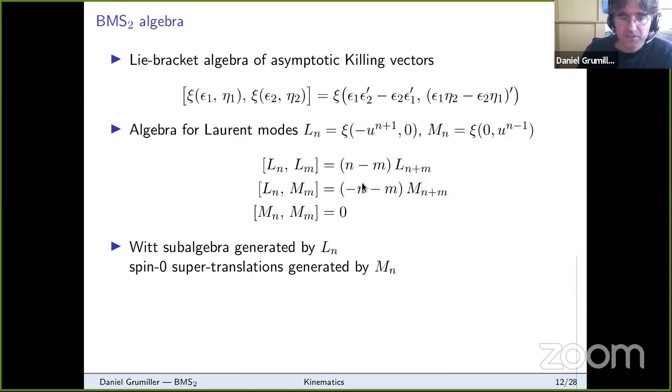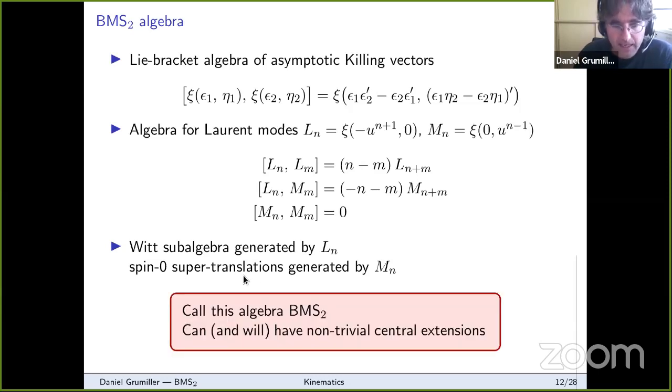The novel feature of this algebra as compared to BMS3 is that the supertranslations are of spin 0. And I'm going to call this algebra BMS2. And as we'll see later, this will have non-trivial central extensions in a specific gravity model. Just on general grounds, you can check what kind of cocycles you can put there, and then you find this algebra can have several non-trivial central extensions. But in the gravity model that we consider, only one of them is going to be switched on.